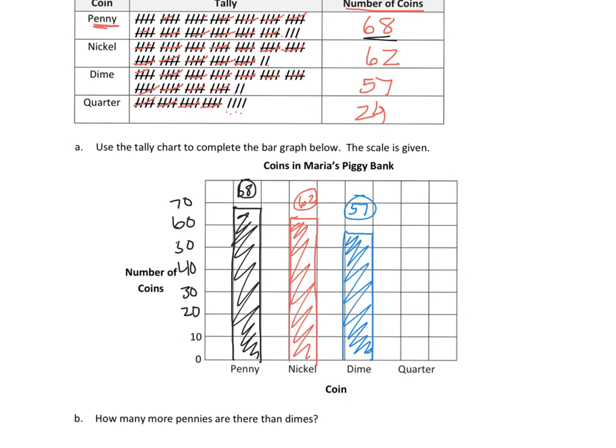And my last one is quarters, and that's only 24. So I'd go between 20 and 30, and if I can get just below the halfway or the midway point between 20 and 30, that's 25, but I have 24. So I'm going to try to keep it just below there, the best that I can. And I'll shade, and then I'm going to write it in. So I have 24 there.